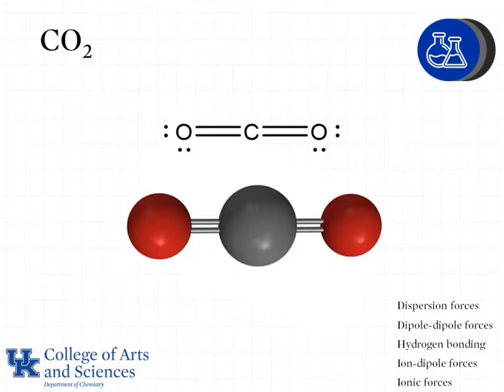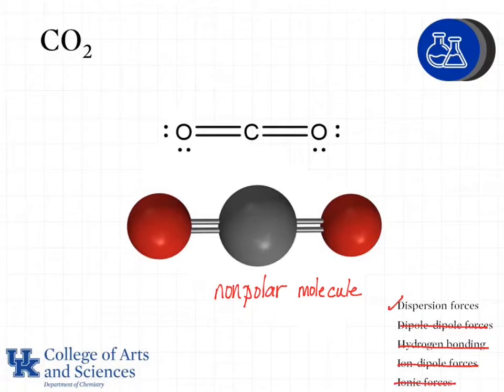Now let's look at some examples so we can better understand these forces and how we determine what types of forces a particular substance has. We've already looked at this molecule CO2 and found that it is a non-polar molecule. As a result, we see that it has dispersion forces, but because it is nonpolar, it will not have dipole-dipole forces. It does not meet the definition of hydrogen bonding. There are no ions present, so we will not have ion dipole forces or ionic forces. And this is typical of nonpolar molecules. We will see only dispersion forces.